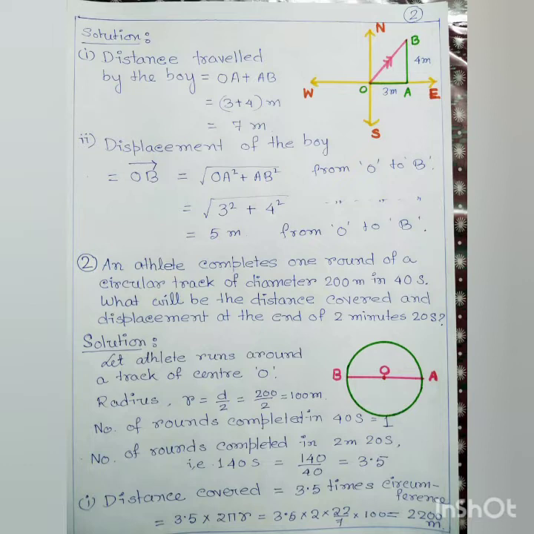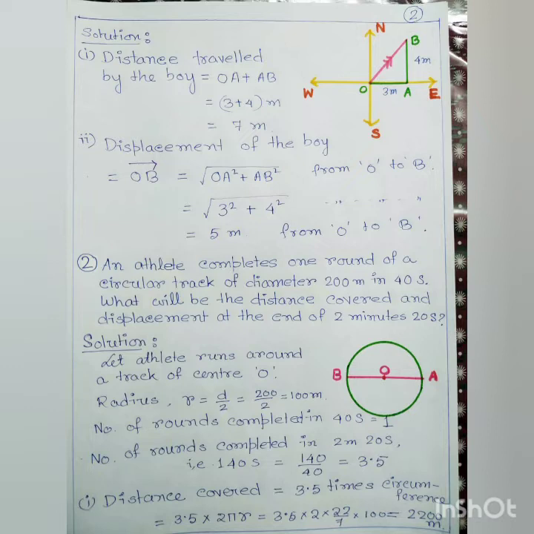An athlete completes one round of a circular track of diameter 200 meter in 40 seconds. What will be the distance covered and displacement at the end of 2 minutes 20 seconds? I am repeating. An athlete completes one round of a circular track of diameter 200 meter in 40 seconds. What will be the distance covered and displacement at the end of 2 minutes 20 seconds?